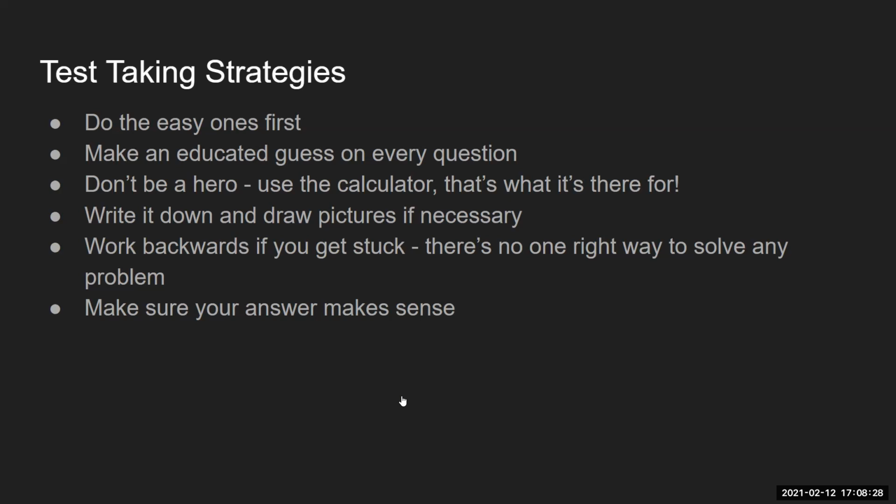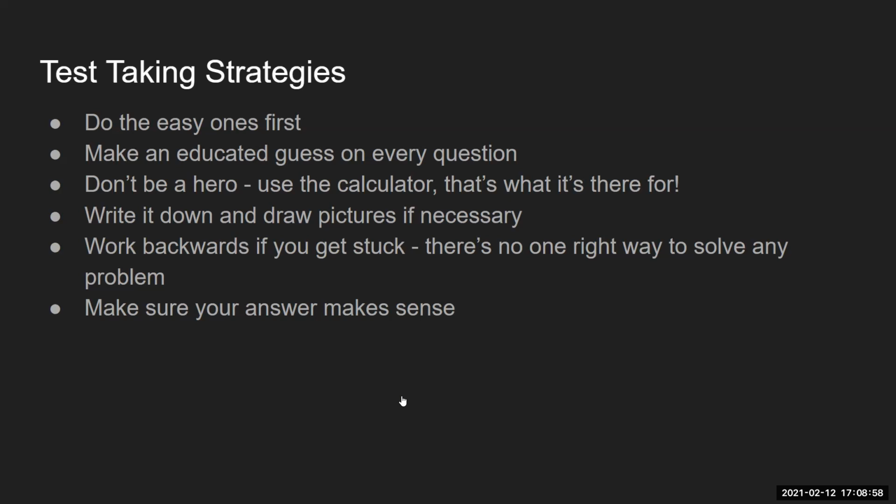When you hit a problem, the word problems, just write stuff down, draw pictures if you need to. However works for you to jog it free, especially if you look at something and you're not immediately sure what to do. Sometimes just writing something down will jog something free, and it'll come back to you how to answer it. So don't be afraid to write stuff down and work backwards if you get stuck.